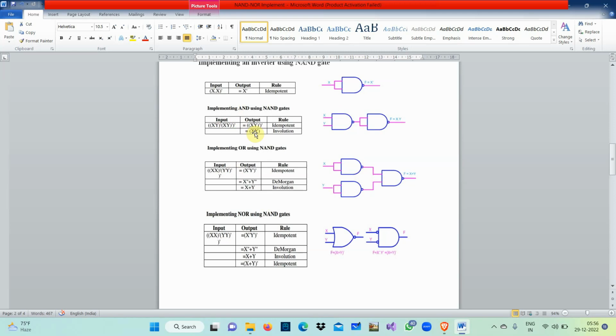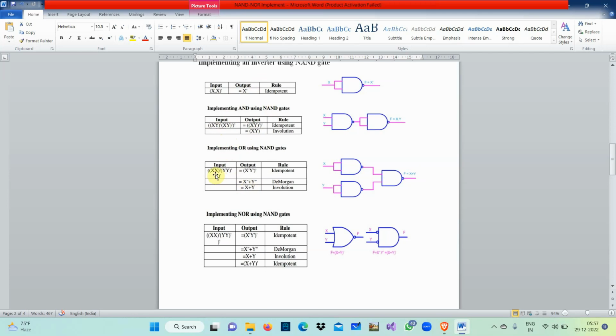So using the NAND gate, try to understand what I am telling you. In the first case, the input was x and the output was x dash, so this is a NOT gate or invert gate. Here the inputs were x and y, and the output is x into y. It is an AND gate using the NAND gate. Here the inputs are x and y and the output is x plus y. So this is an OR gate implementation, right?